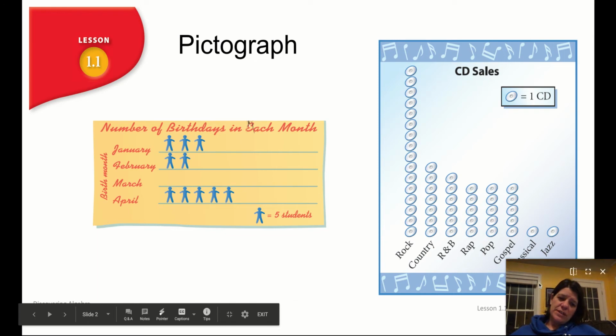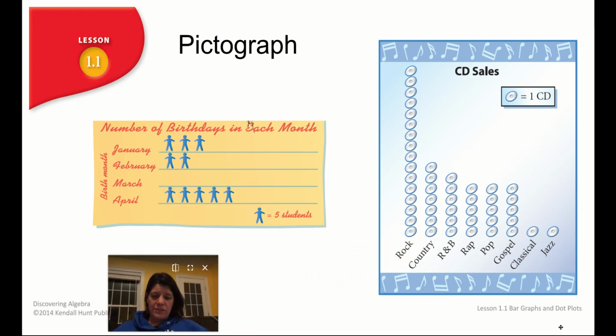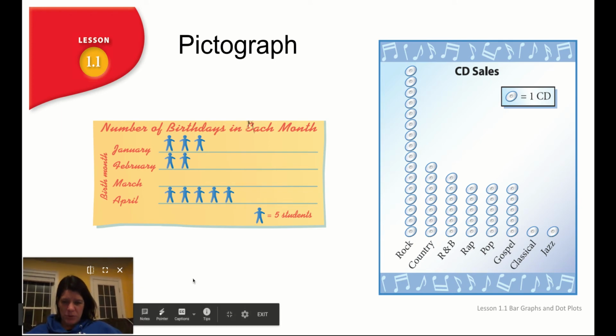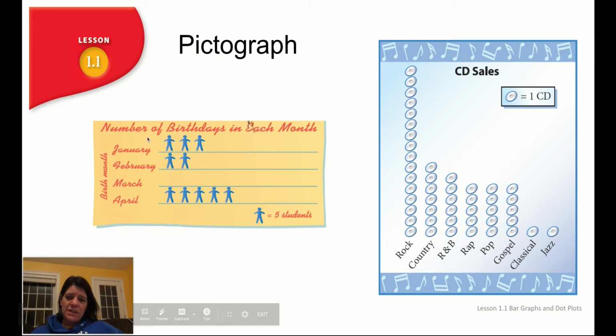So this first thing is a pictograph, and a pictograph is something we don't often see and use that much, but it is a kind of graph, and it's important to recognize. In this birthday one, we have a key down here that tells us that each person is 5 students. So that gives us information about how many are in here, right? So instead of 3 people having their birthday in January, we actually have 15.